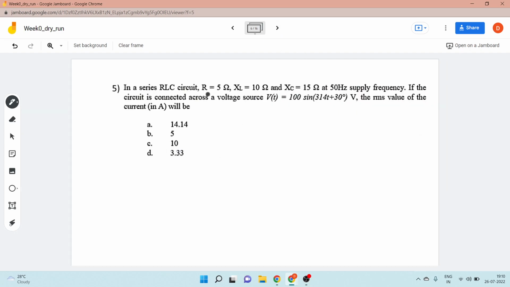Now let's look into the fifth question. So in a series RLC circuit, resistance is given, reactance is given, and capacitance is given, and the frequency of the supply is given. If the circuit is connected across this voltage, the RMS value of the current will be. Now since they are connected in series, the current across all the three elements will be same, right? So this is given as 10 ohm, this is 15 ohm, and this is 5 ohm, right? And the voltage source is given here.